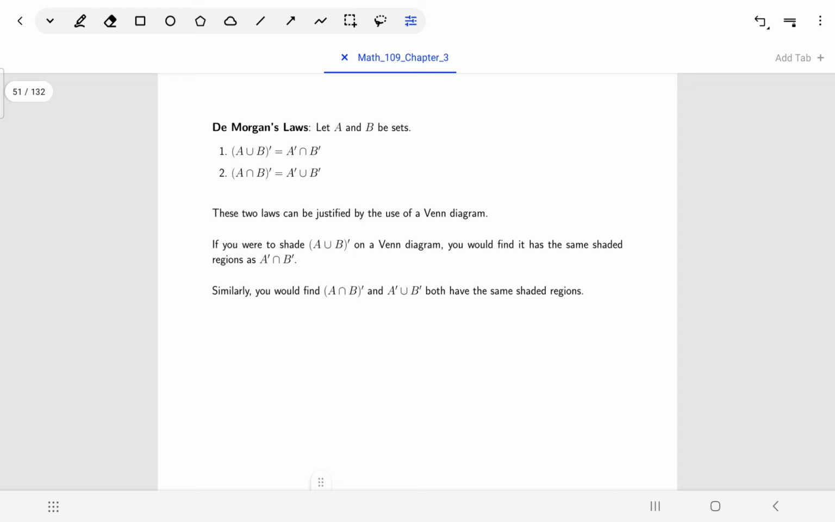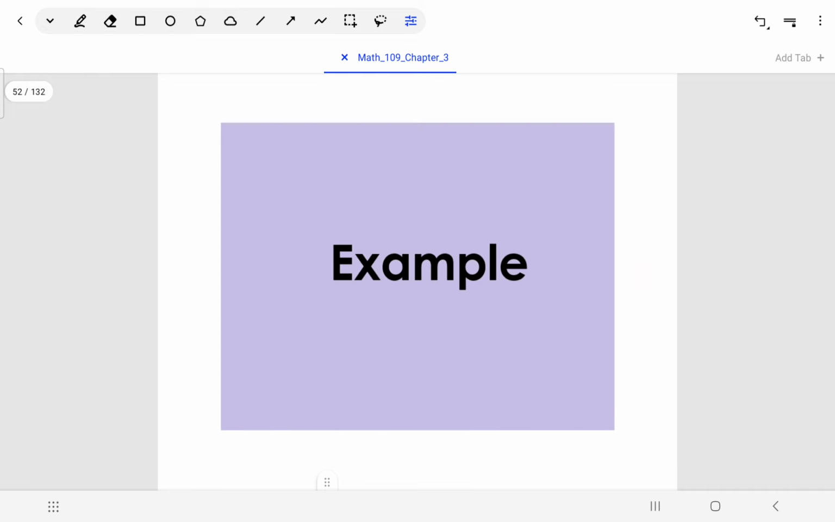De Morgan's laws we mentioned at the very beginning of this section. Just as a reminder, we had shaded A complement intersect B complement and found that it looked the same as A union B all complemented. So those two expressions mean the same thing. You can change one for the other. And same thing for A intersect B all complemented. That's the same thing as A complement union B complement. This isn't the most important part of the course, but I think it's a nice thing to think about using sets abstractly. So let's, without further ado, do an example.